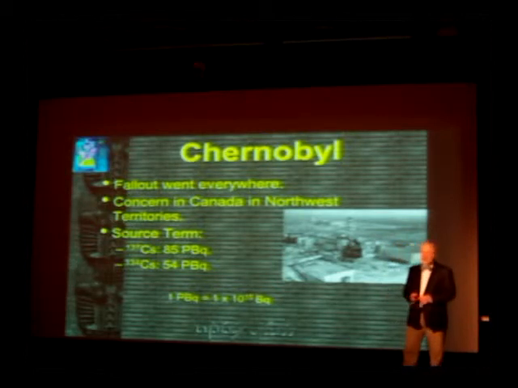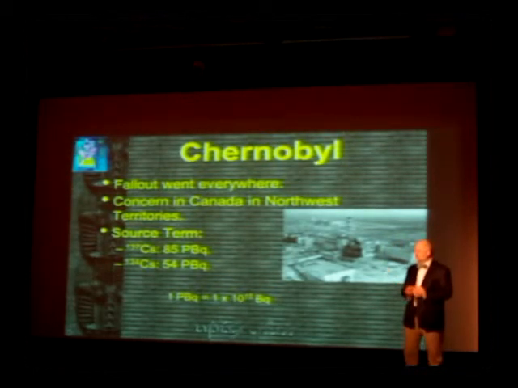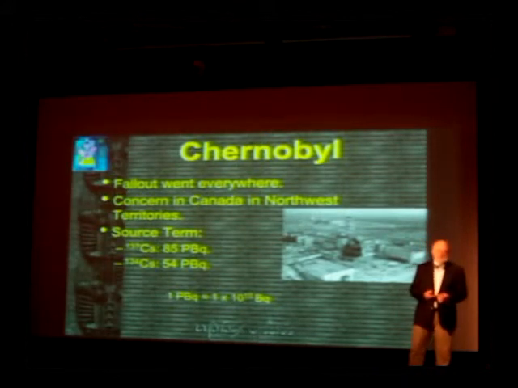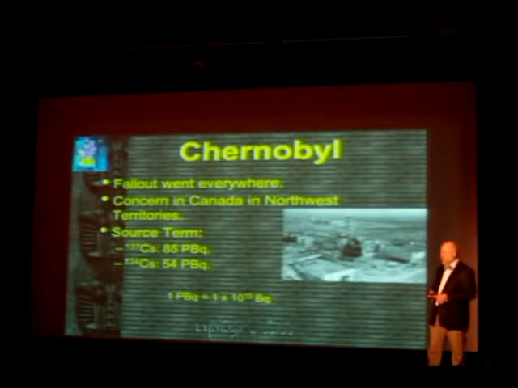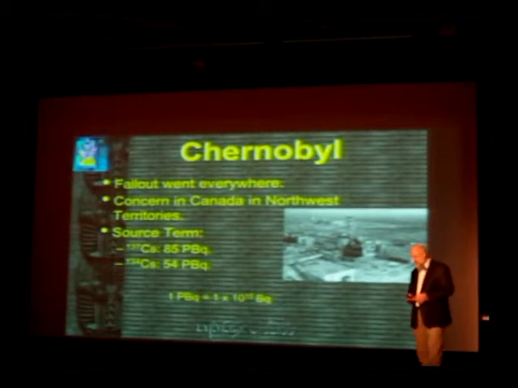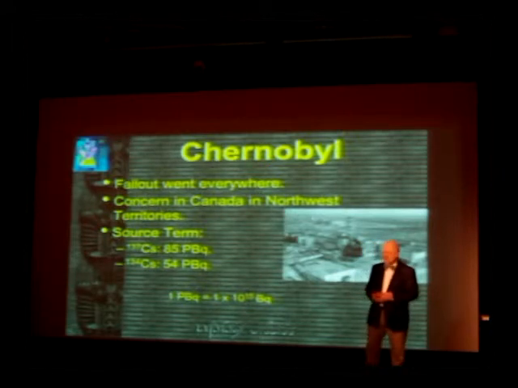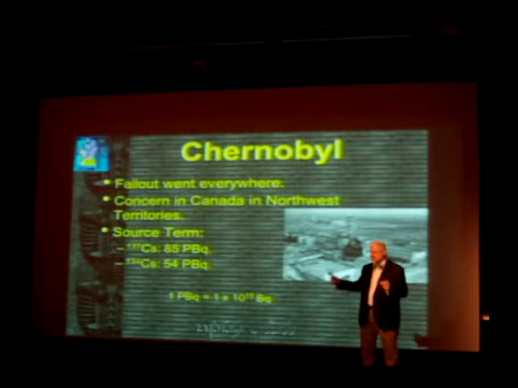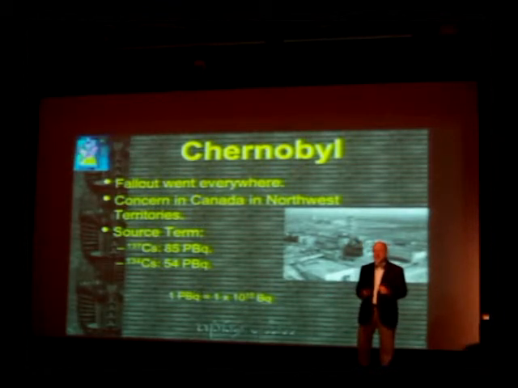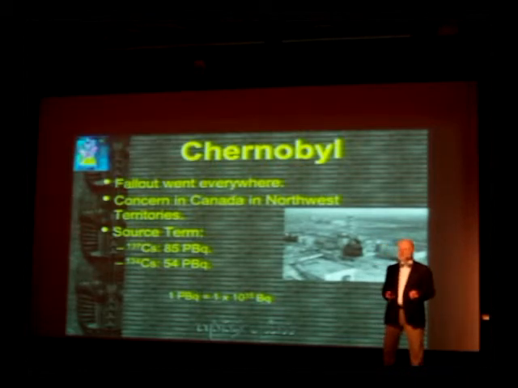The source term was many different radioactive isotopes. I've given you the predominant ones here, cesium-137 and cesium-134, and the amounts that were emitted from Chernobyl. It's measured in petabecquerels. Peta, I know you don't have a clue what that is. We use it so rarely. It is 1 times 10 to the 15. That's a 1 with 15 zeros after it. So it's a big number. There was a lot of it released for both cesium-137 and 134.